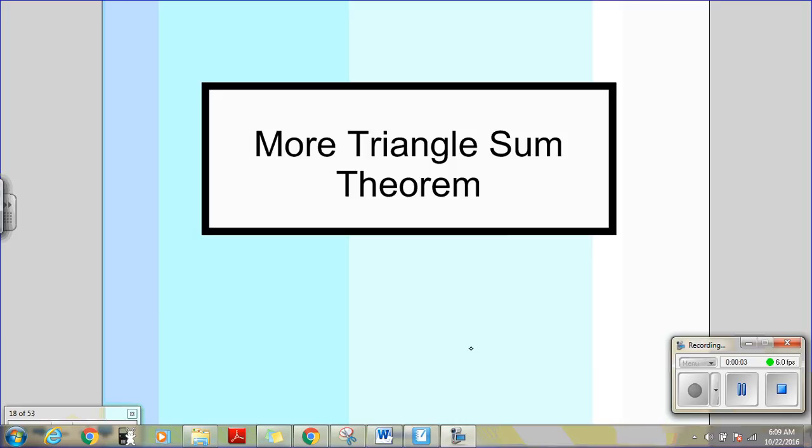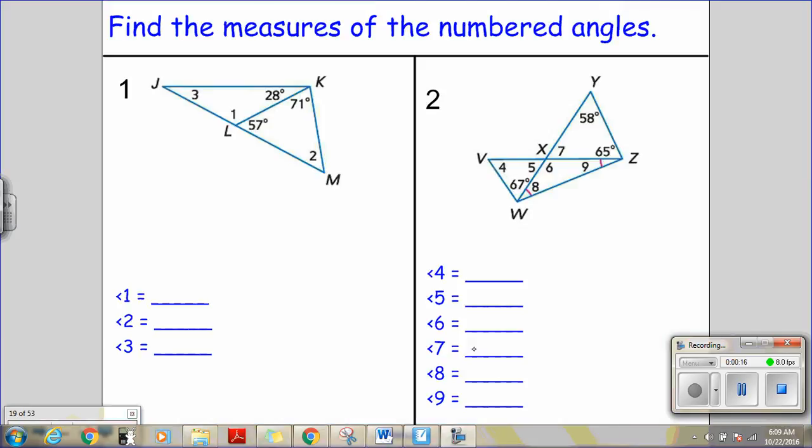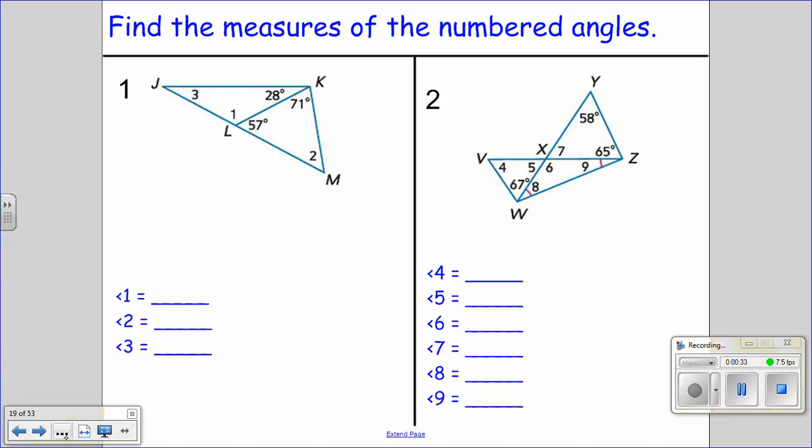Unit 4, Day 2 Notes. Right now we're going to talk a little more about the triangle sum theorem, which we hinted on last class. The triangle sum theorem again means that the angles of a triangle sum up to 180 degrees. So we're going to find the missing angles in this picture. Angles 1, 2, and 3.